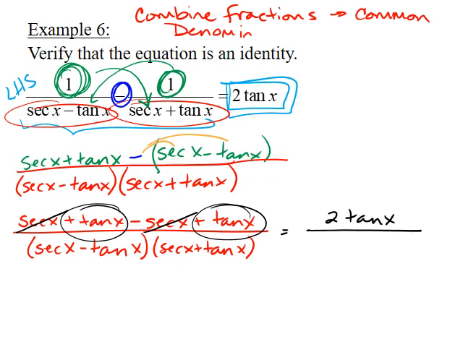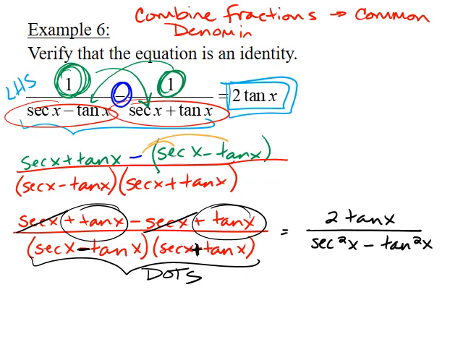Okay, now in the bottom, you may notice that these are the same factors, but one has a minus and one has a plus. This is a difference of 2 squares, but now we're working backwards. Notice how this keeps coming up. So I can rewrite this as secant squared, minus, because it's a difference of 2 squares, tangent squared.